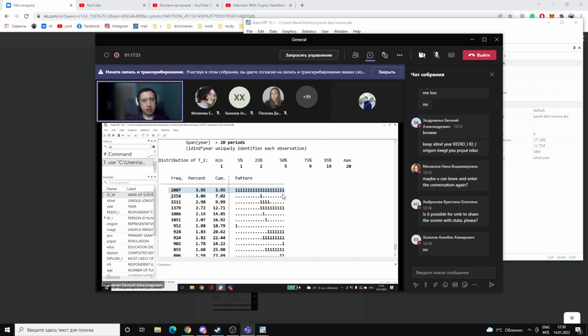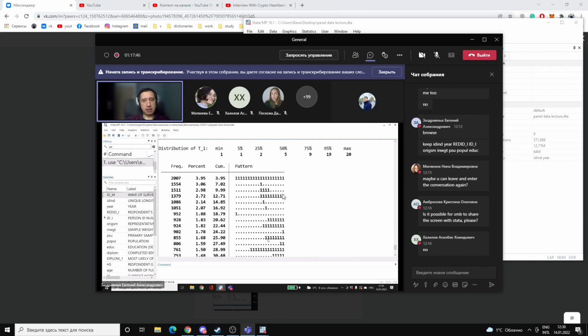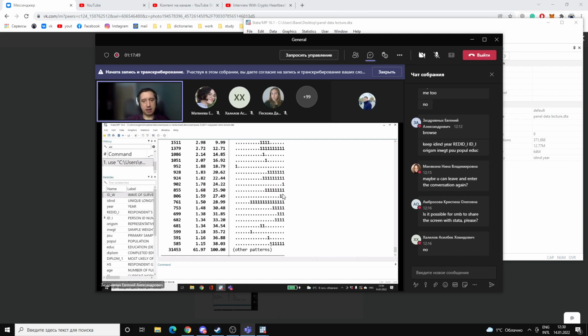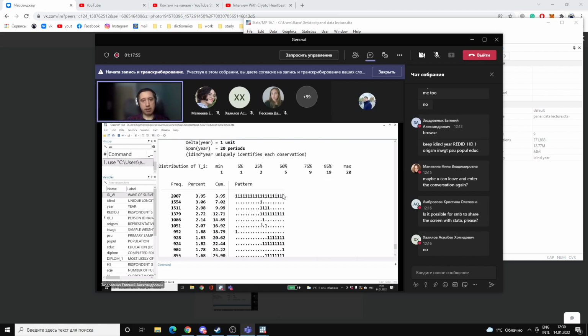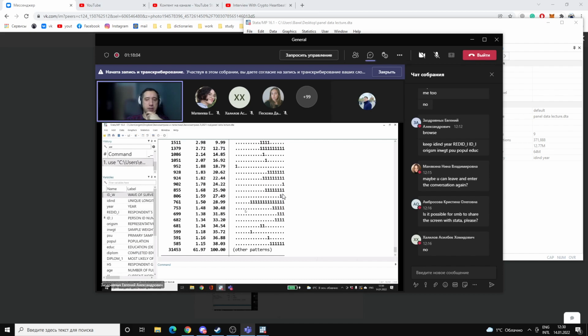We see that this number of persons are observed probably from 2010. Well, and we see, look, if you look at this pattern, we see that most of our people in this data set are observed from 2010. Well, hence probably it's better to analyze a shorter panel if you want to cover more people.